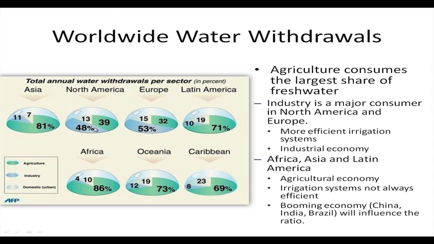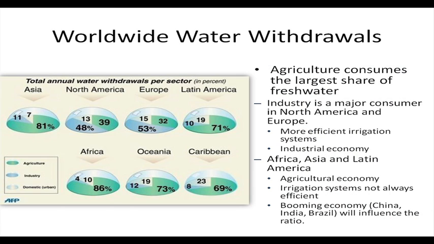So in North America and Europe, you have less water being used in agriculture, as in irrigation, as opposed to what you see in Asia and Latin America. Some of this is because North America and Europe are industrial economies. There are a lot of industries there. But at the same time, they have cut down on their losses. They have come up with efficient irrigation systems as well. So we need to build efficient irrigation systems in Asia, Latin America, Africa and those countries too.